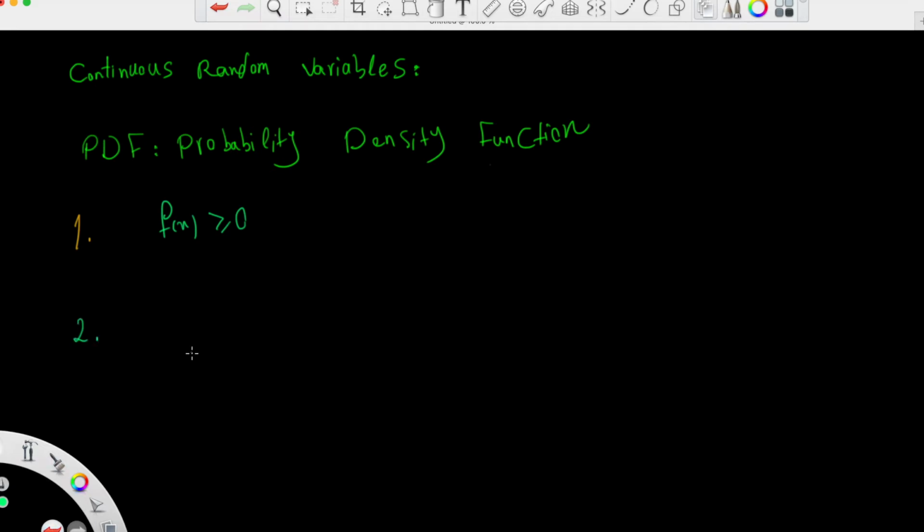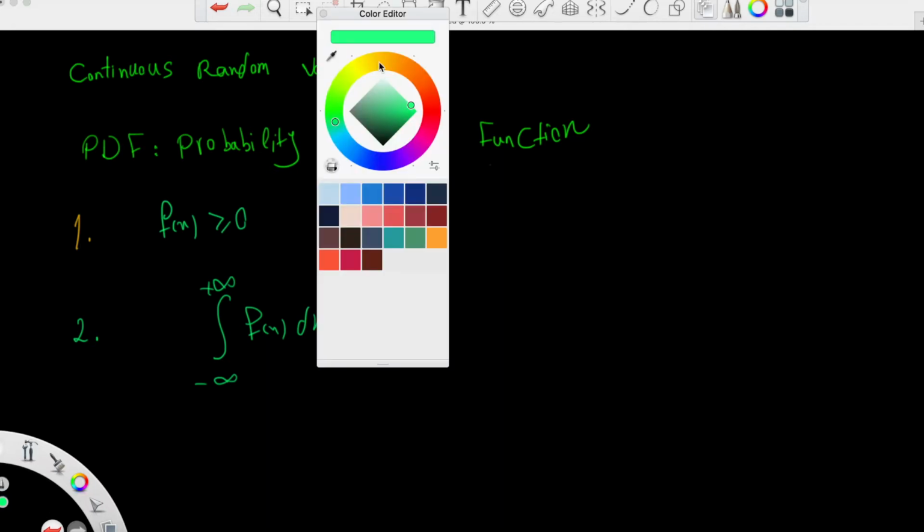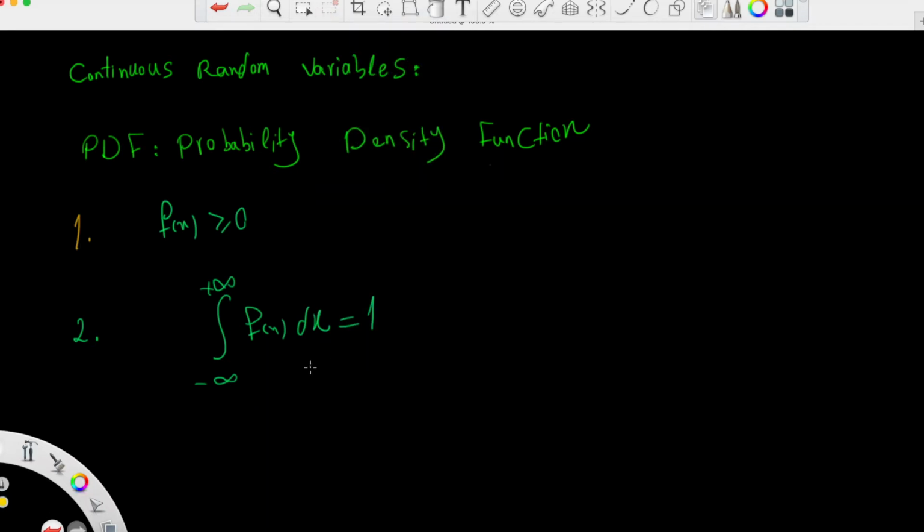Now, second property, we know that the sum of all outcomes in the sample space adds up to 1. But here we are dealing with continuous random variables. So instead of sum, we actually use integration. So the integration from negative infinity to positive infinity of f of x dx should be equal to 1. It means that the sum of all events in the sample space should add up to 1.